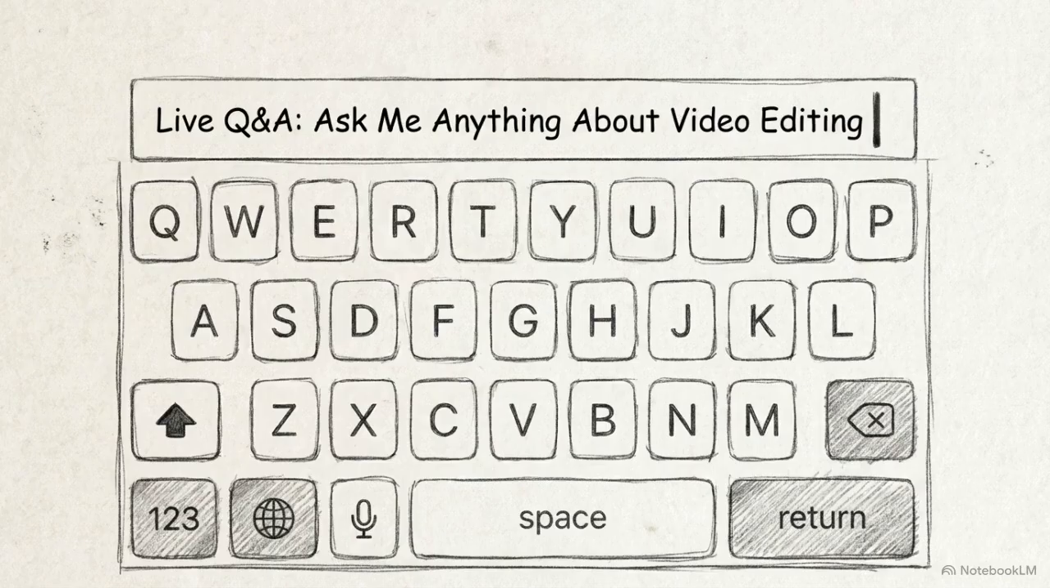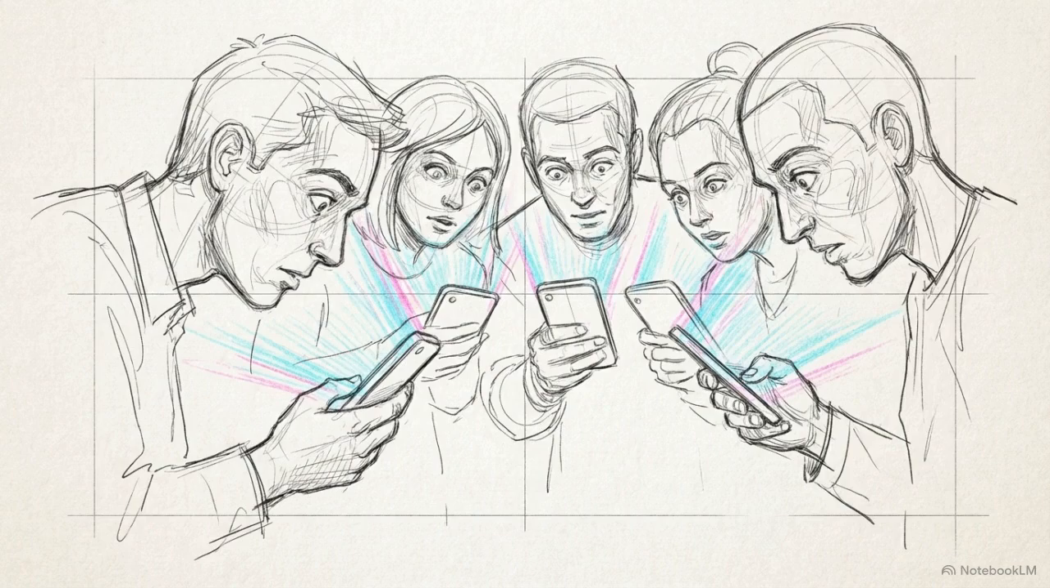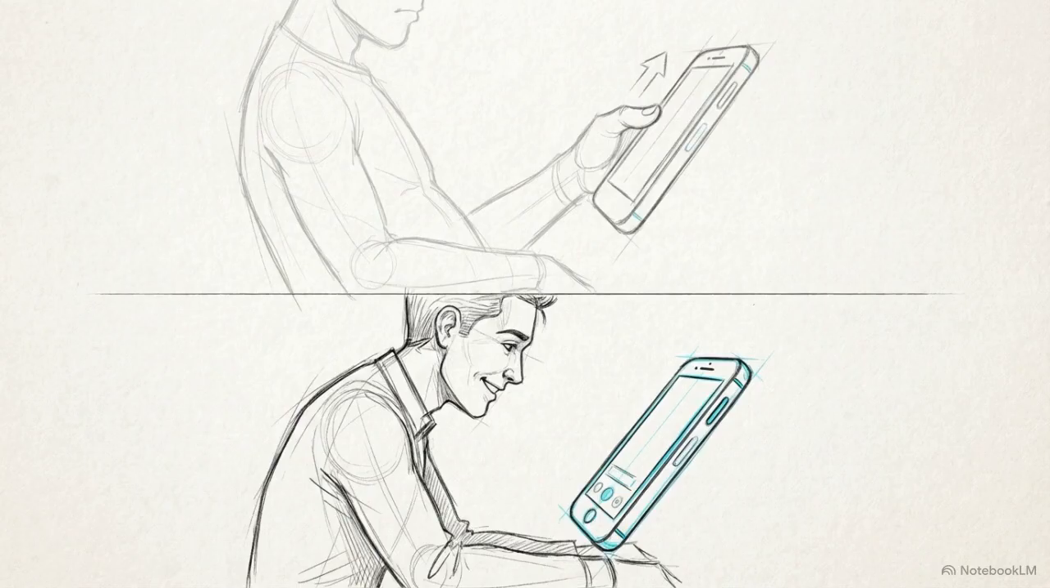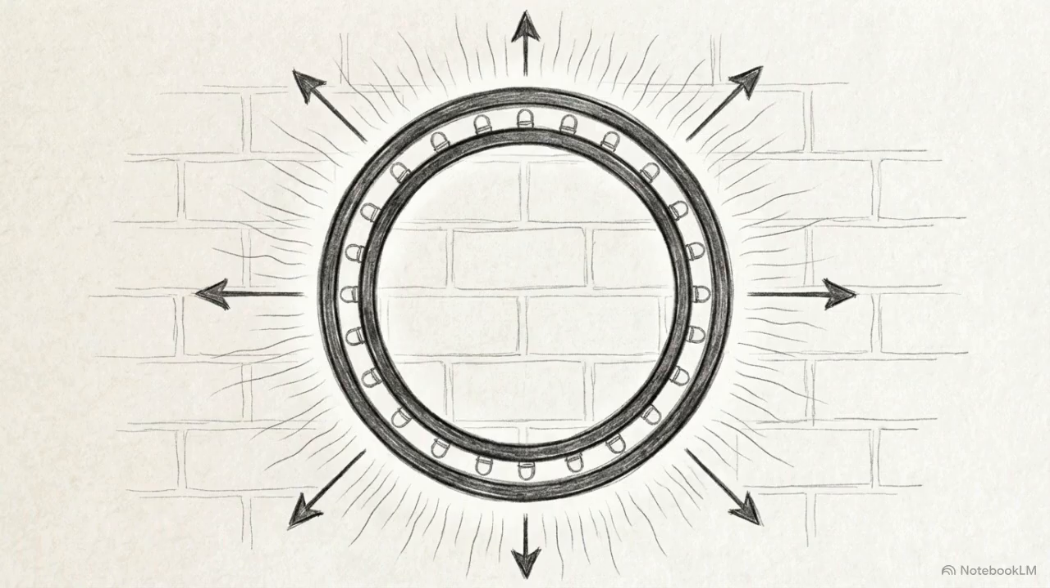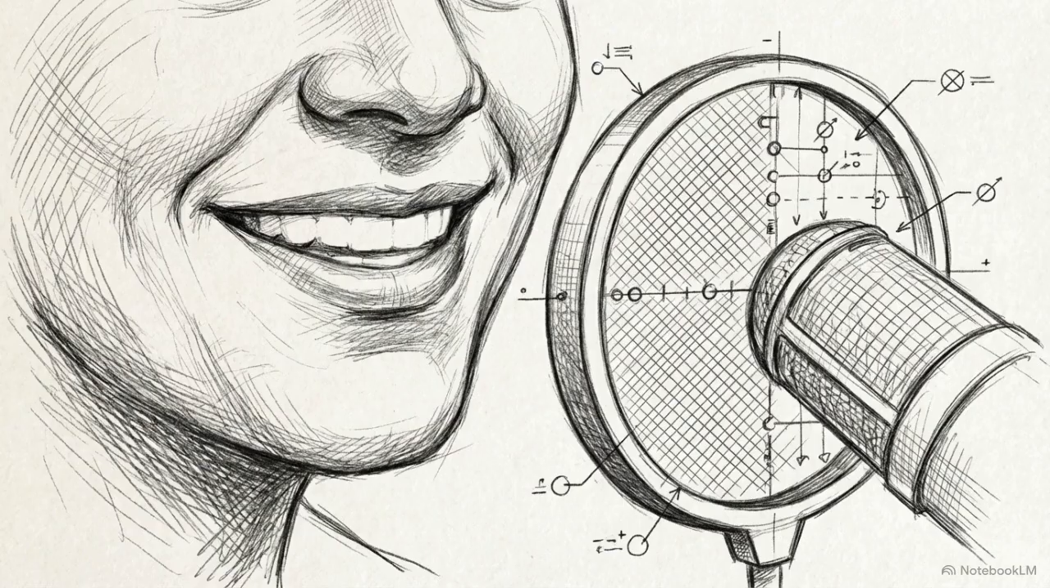Instead, type in a clear, specific topic. Setting a title like Live Q&A, Ask Me Anything About Video Editing, establishes an immediate expectation for anyone who drops in. A specific title provides the context needed to capture a scroller's attention and convert them into an active, retained viewer. Before proceeding, do a physical check. Make sure your lighting is set, your audio is clear, and you are ready to speak.